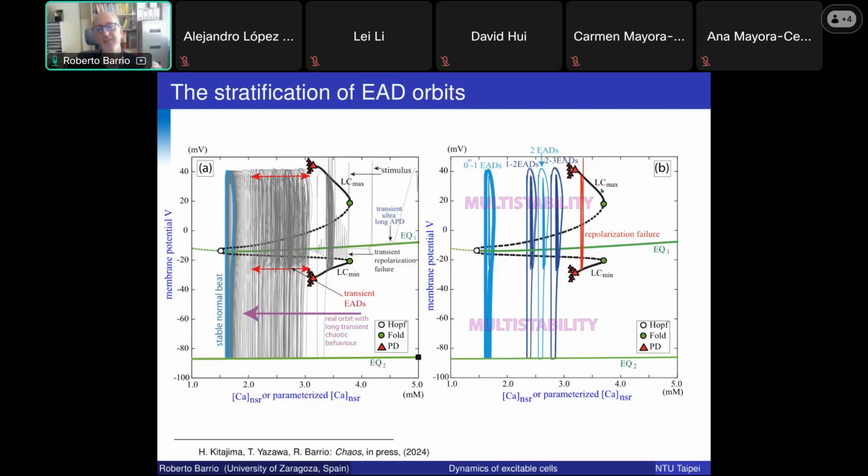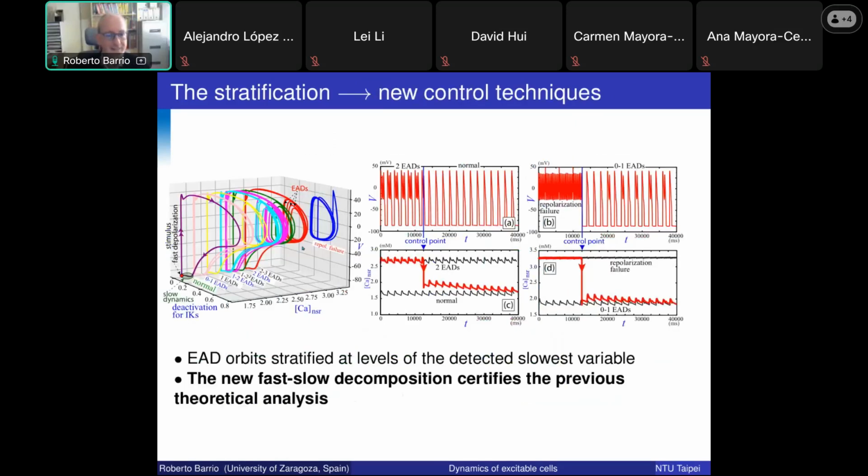That means fast-slow decompositions are relevant in several problems and are very well connected with the spike adding process. So all of this provides nice information. For instance, here, this is the repolarization failure, the area of fibrillation. This is a normal orbit. And here is where we have the extra spike. This is related with the fast-slow: this is the fast manifold, the slow manifold is here, and so on.